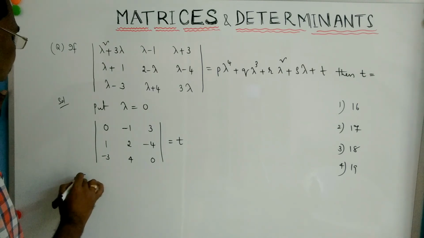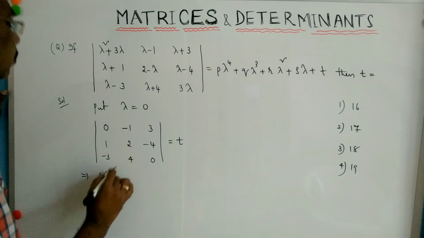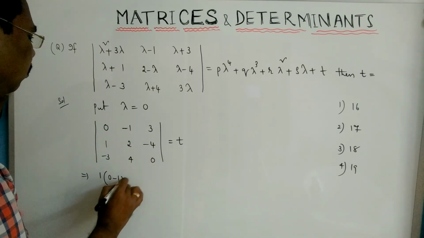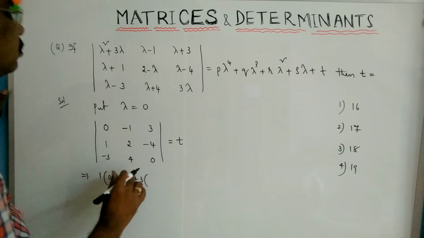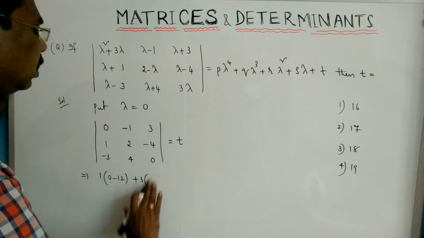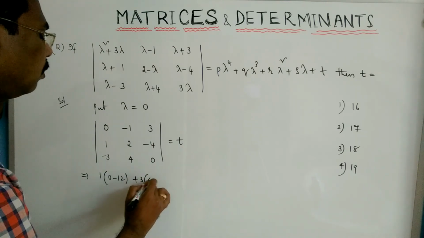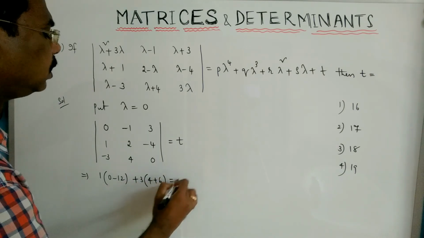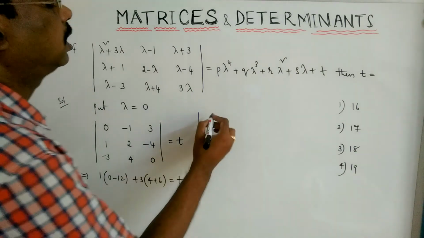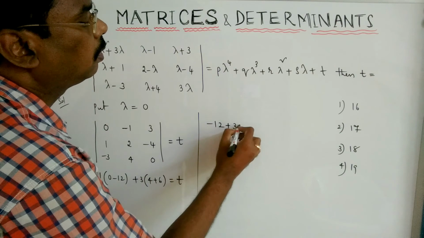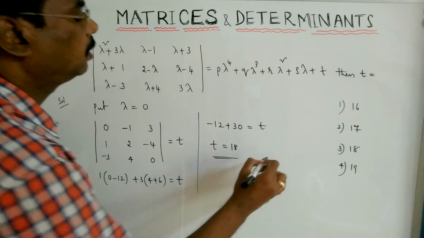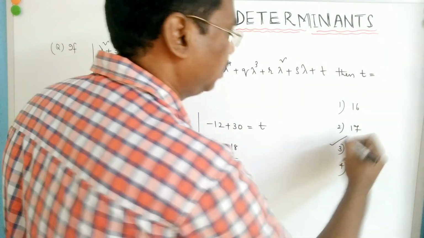Okay, now det of this value: 1 into 0 minus 12, plus 3 into 4 plus 6, plus 3 into ... is equal to small t. Okay, now minus 12 plus 30 is equal to small t. Now t is equal to 18. Therefore, option 3 is the correct one.